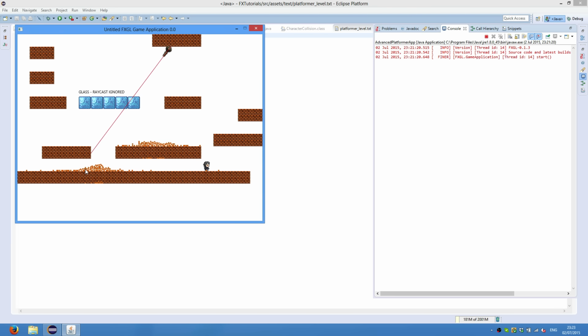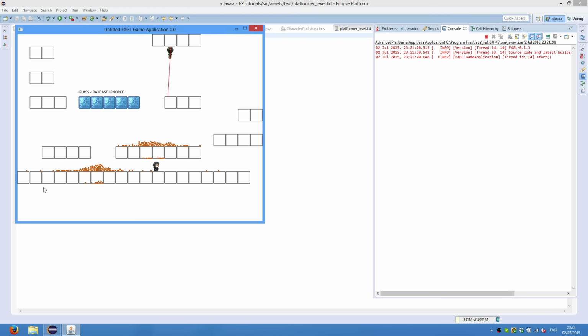But this creates another issue. So if we enter debug mode, you can see that certain particles went through the blocks, which are supposed to be solid. So it really depends on what you're trying to do. So certain collision shapes will fit your game better than others.